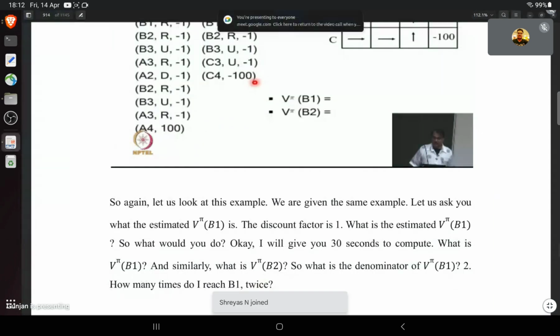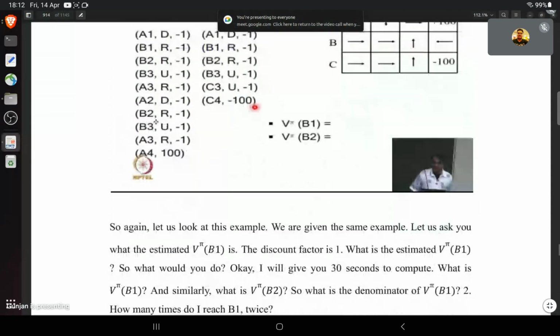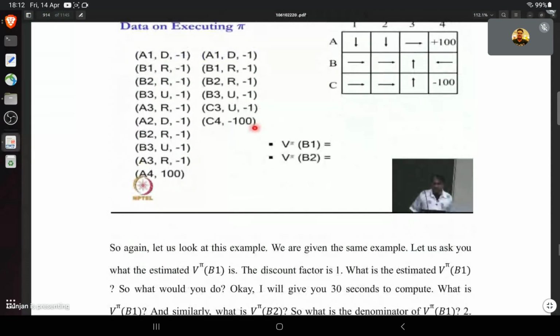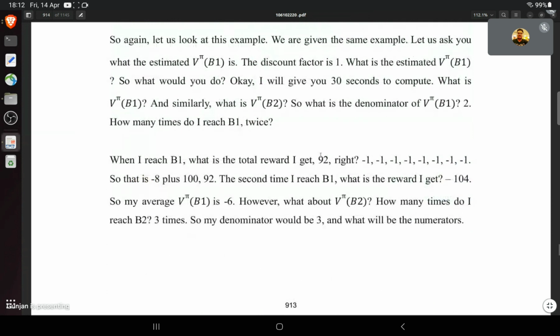So here, if you remember, in this question, you were given that the discount factor is 1, right? So if your discount factor is 1, you will just keep on adding the values till you reach the end of the simulation. In this case, you were asked to estimate the v pi of b1. So v pi of b1 is minus 1 minus 1 minus 1 minus 1 minus 1 minus 1 minus 1 minus 1. So that is 1 2 3 4 5 6 7 8, right? So in the first simulation, the total reward I get is 92.